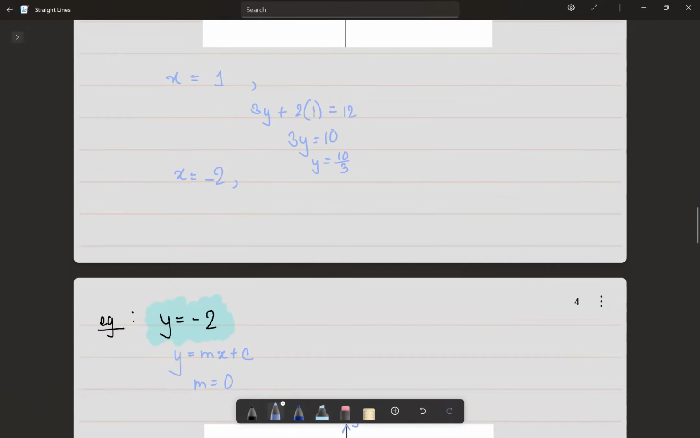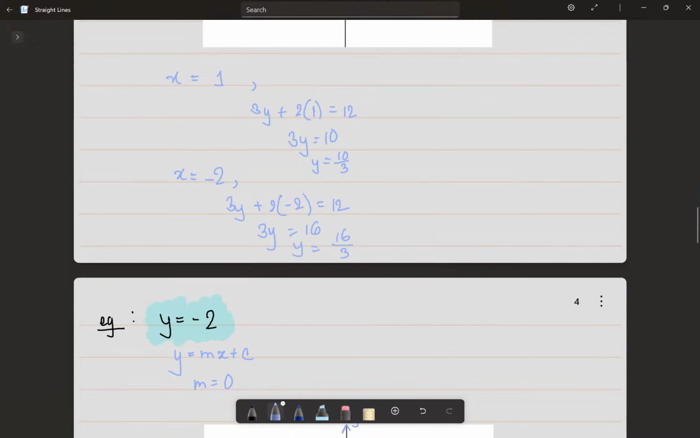And for x is equal to negative 2, we get 3y plus 2 into minus 2 is equal to 12. So we get 3y is equal to 12 plus 4, which is 16. So y is equal to 16 by 3.